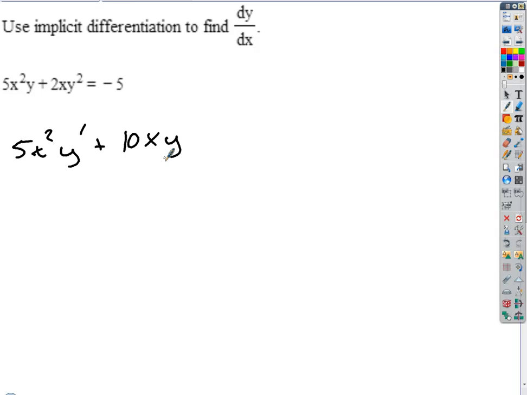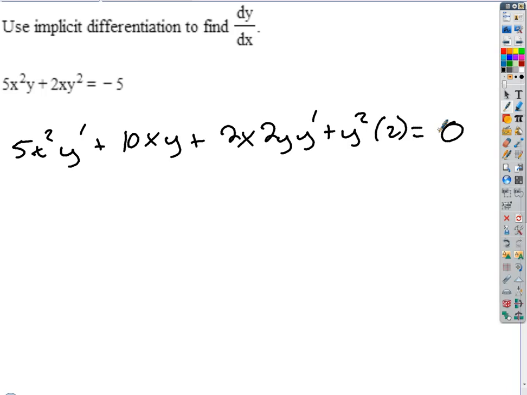And once again, the derivative of y is y prime, but the derivative of x squared is just 2x, because we're differentiating with respect to x, right? Plus, what about over here? Well, I've got a 2x times the derivative of y squared, which would be 2y y prime, plus y squared times the derivative of 2x, which is 2, equals the derivative of -5, which is 0.